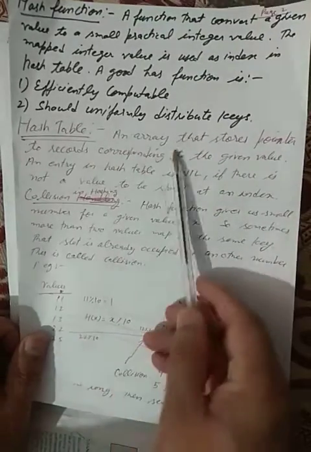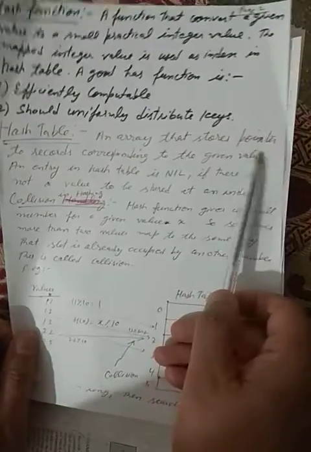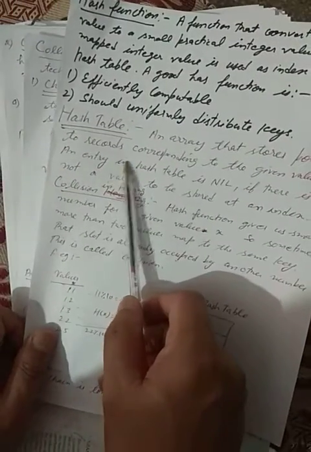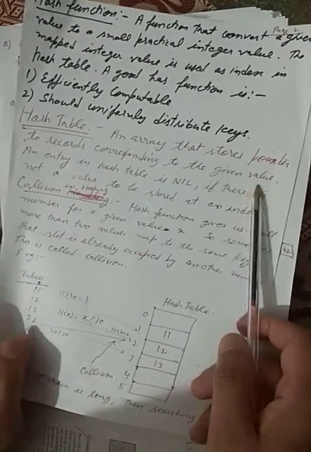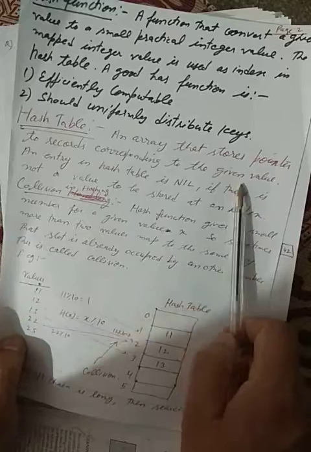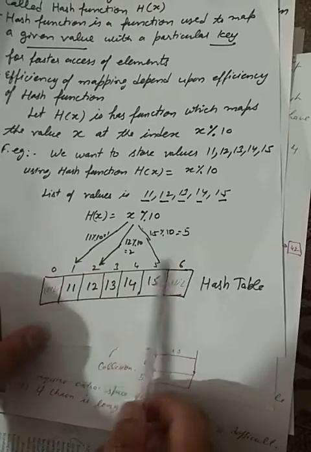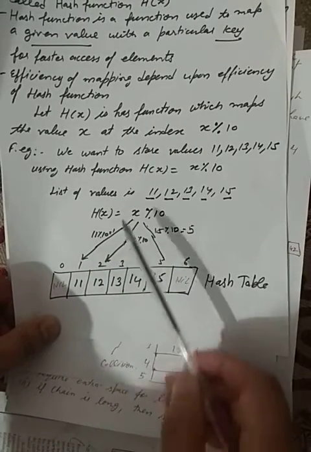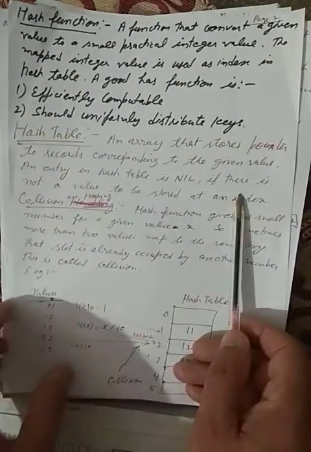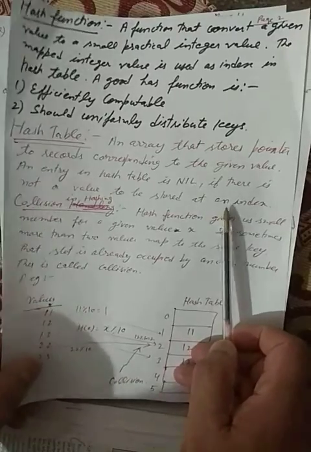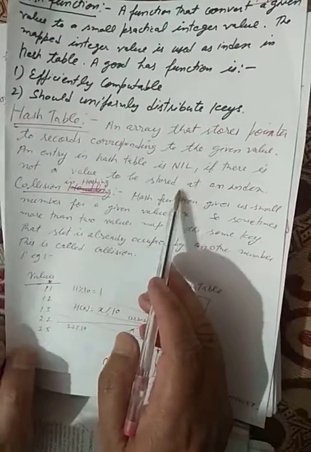So second is the hash table. A hash table is an array that stores the pointers corresponding to the given value. What we have seen previously is that the hash table basically stores the records corresponding to the given hash function. So this table is called a hash table. An entry in the hash table will be nil if there is no value to be stored at the index. So that will remain as nil.